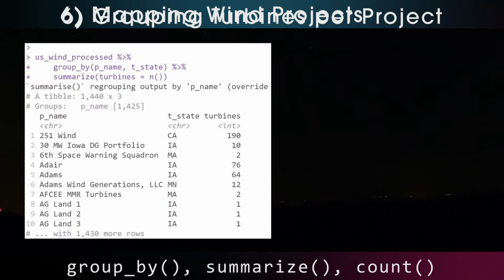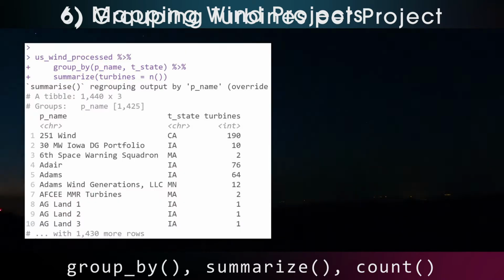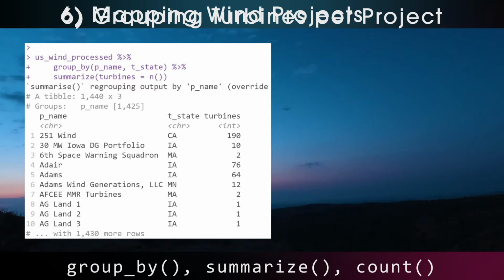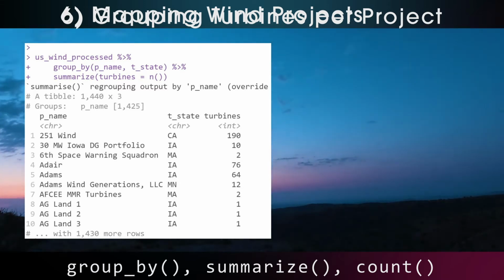With group by project name and state and summarize, where the n function is used to create a turbine count, we get the following results. Instead of plotting each turbine individually, it makes sense to group them together by project and keep the turbine number information.